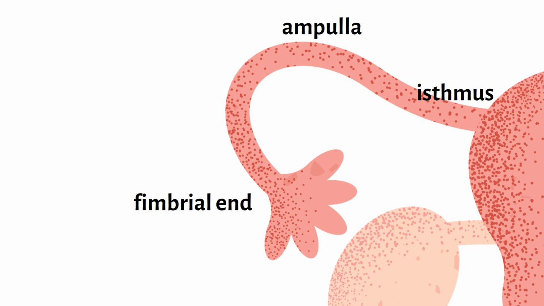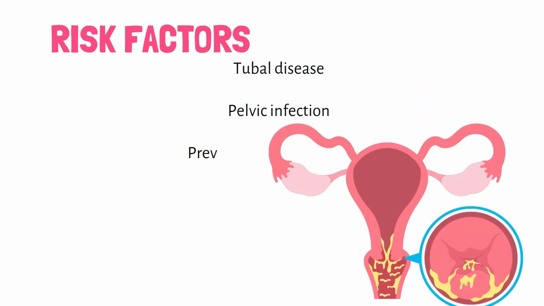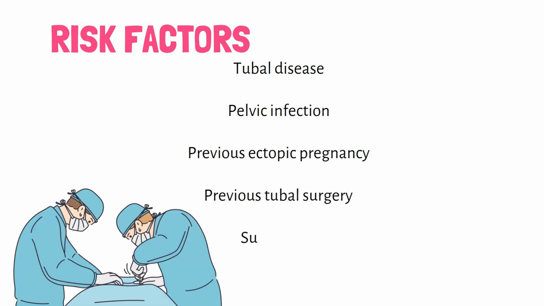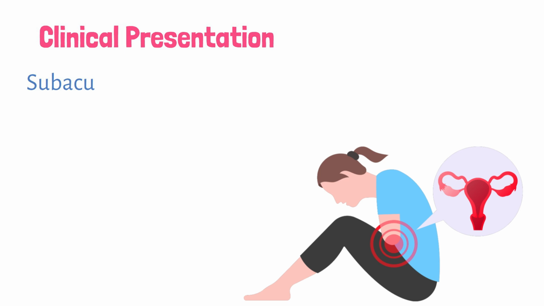There are many etiological factors contributing to the risk of ectopic pregnancy, like tubal disease, pelvic infection, previous ectopic pregnancy, previous tubal surgeries, subfertility, and the use of intrauterine devices. So how do these patients present? The majority of patients present with a subacute abdominal pain and vaginal bleeding in early pregnancy.